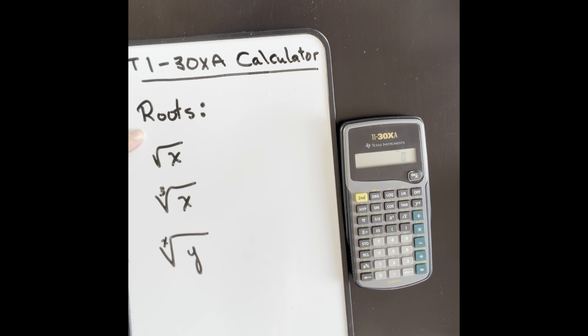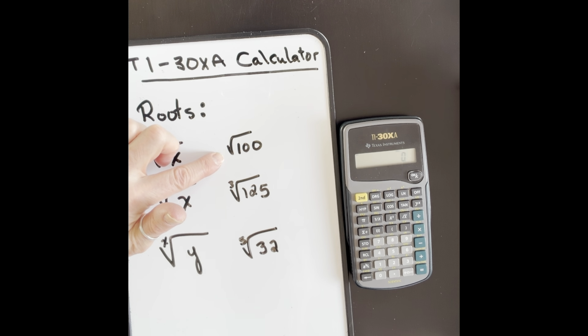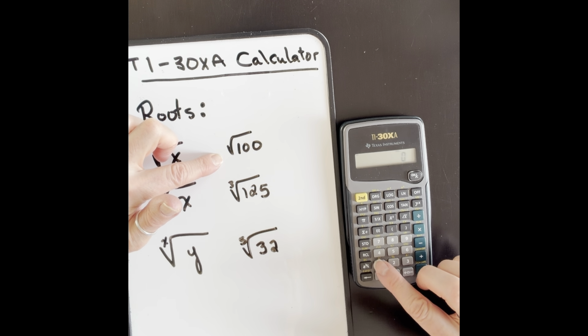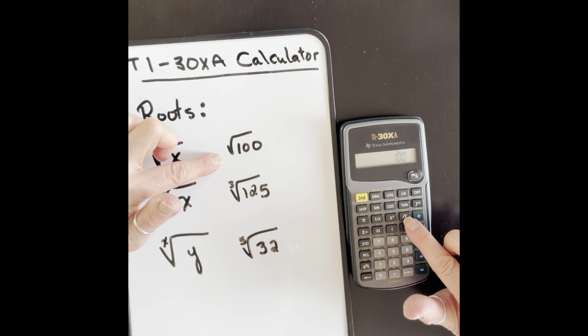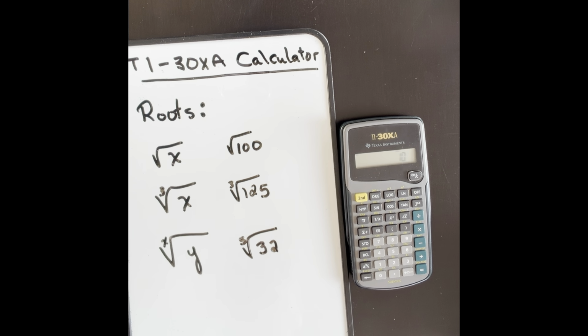Now let's talk about roots. You have 3 root functions on here. You have square root of x. There's no number in that root sign, so we understand that means square root. We have cubed root of x, and we have the x root of y. So let's do these examples. If I have square root of 100, I'm just going to press 100, and there's my square root function. Square root of 100 is 10.